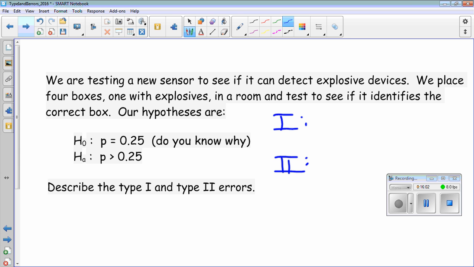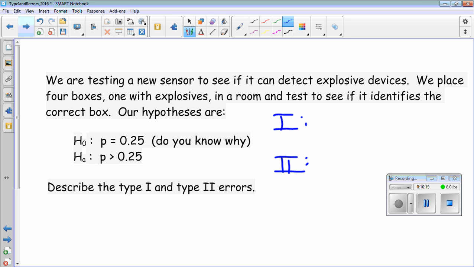So we decide the bomb-sniffing dogs aren't working at the airport. We developed something new. Okay, we got a sensor. And we want to see if it detects these explosive devices. Okay? So we got 4 boxes, one with explosives in a room, and see if our device identifies it.